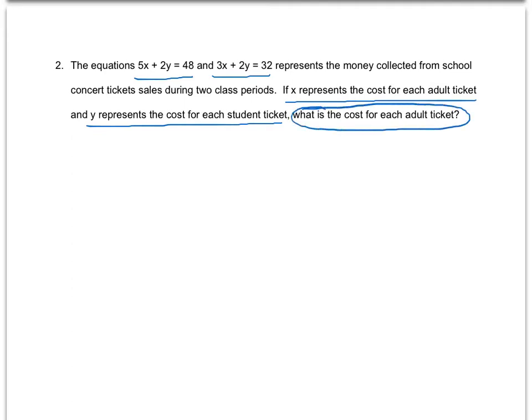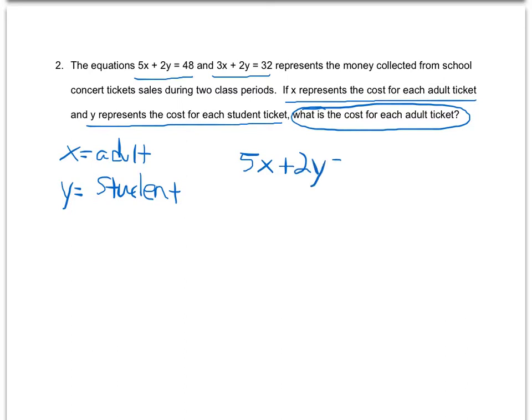I like to quickly, when I'm doing these things, just write this out. That way I don't have to go back and look at all the words. x is adult, and y is student. I like to just take 10 seconds and write that out. That way I know exactly what each variable stands for. Then I'm just going to write out my two equations again: 5x plus 2y is equal to 48, and then 3x plus 2y is equal to 32.